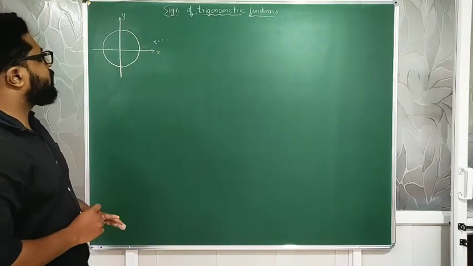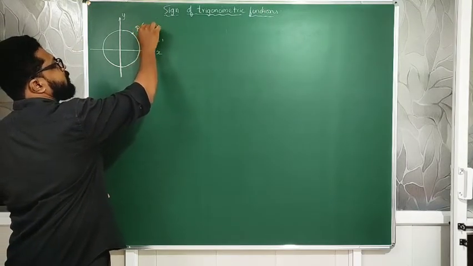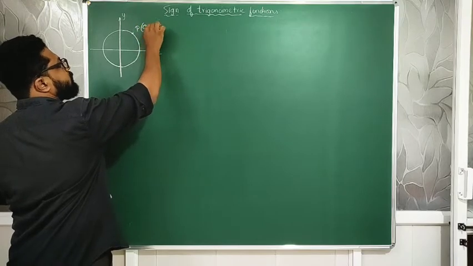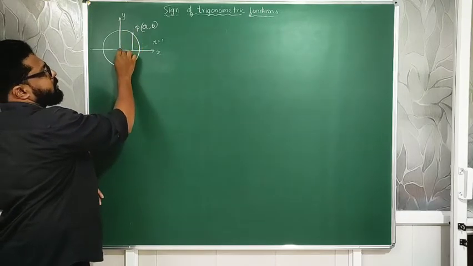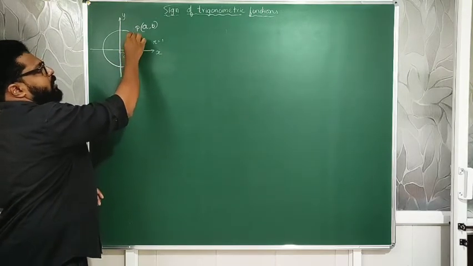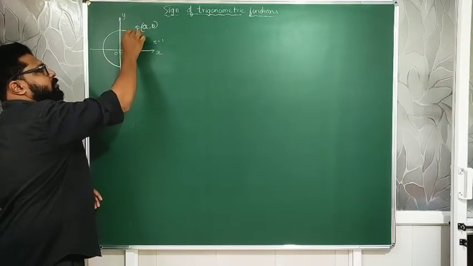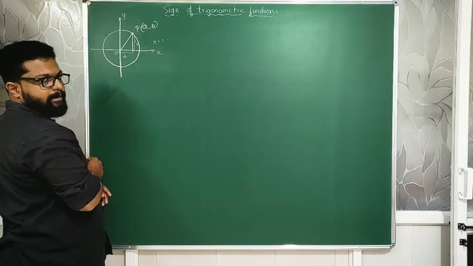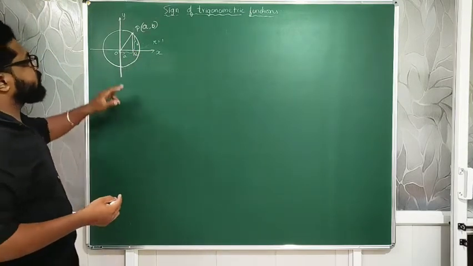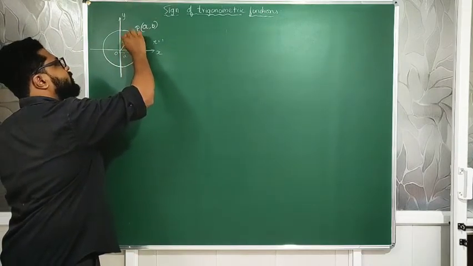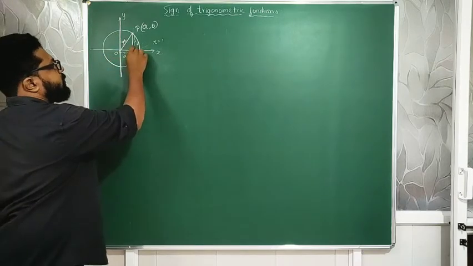Now, suppose I consider any random point on that particular circle as P(A, B). I draw a perpendicular down to the x-axis, and this would be my A value and this would be my B value. Then I will join it to the center of the circle, that is O. Let me name the foot of the perpendicular Q. So this OP is nothing but the radius, and this forms a right angle triangle.